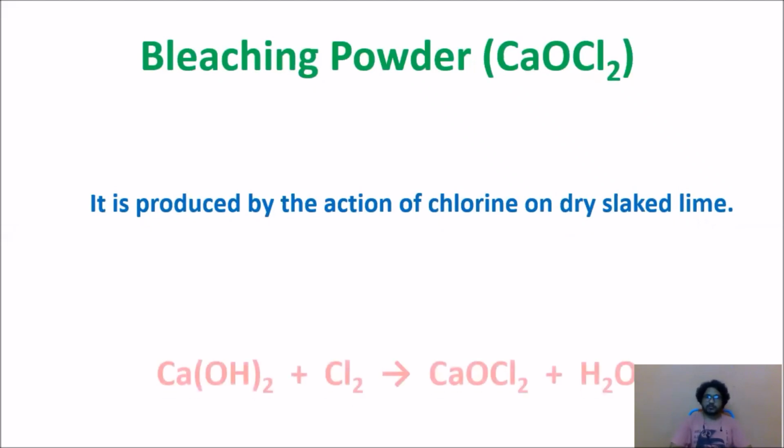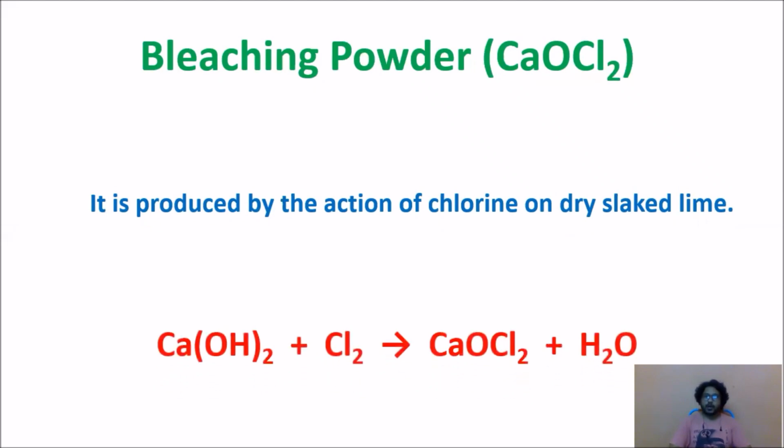So Ca(OH)2, that is slaked lime, calcium hydroxide, if it is reacting with chlorine, that forms calcium oxychloride, CaOCl2, plus H2O.